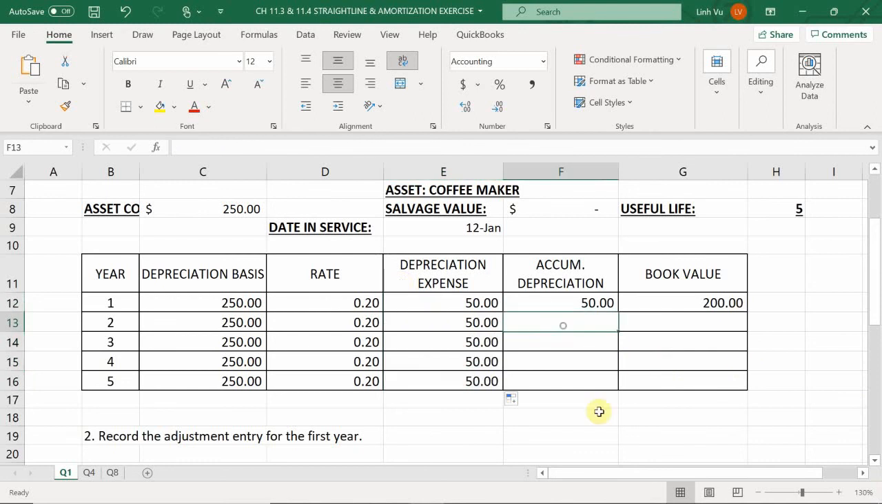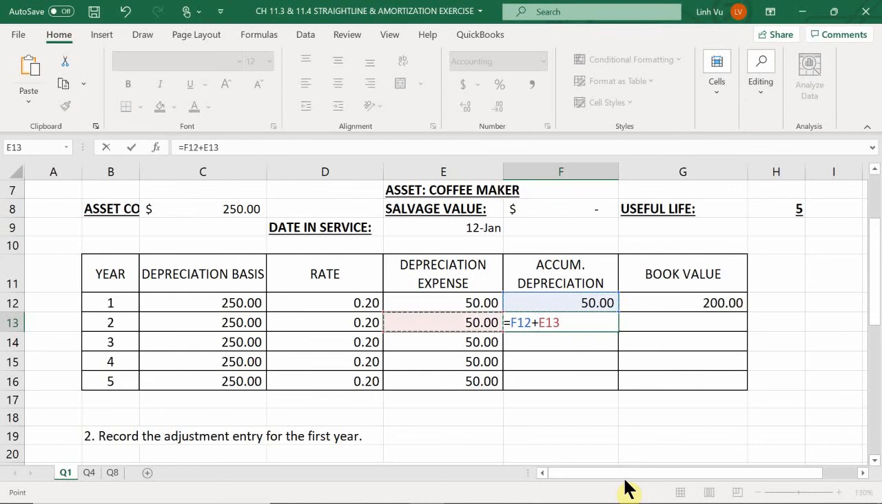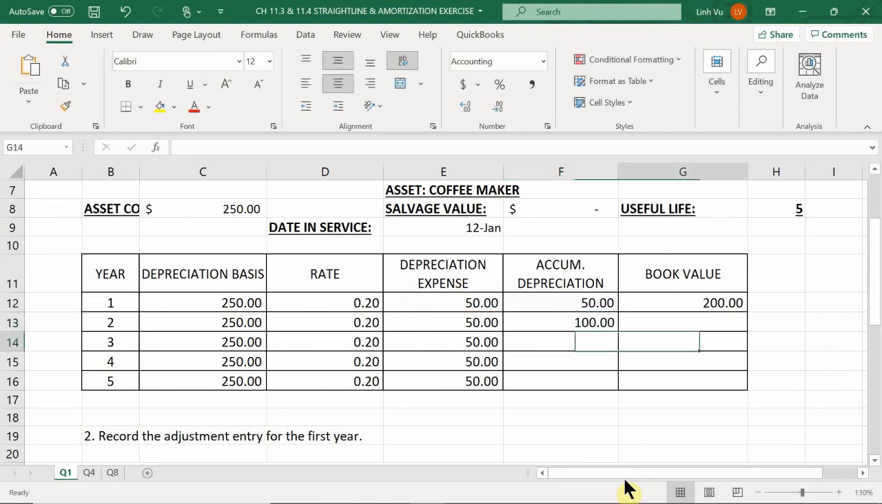So then the question is, what's my accumulated depreciation for the second year? So previous year plus the current year. So it would be 100. Good. Bringing my book value to be 300. Okay, we're not adding. 150. Where the 50 and the 100. Good. Because in this case, we're taking 250 minus 100, which gives you 150.